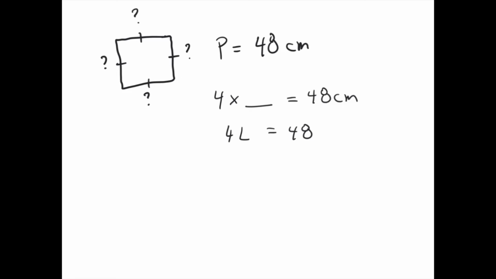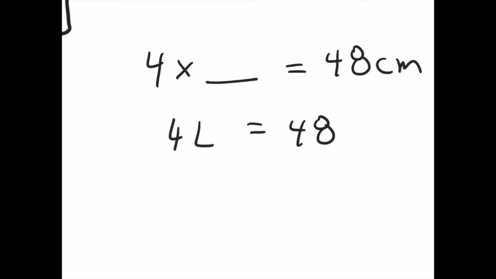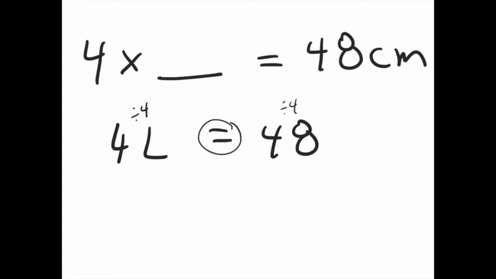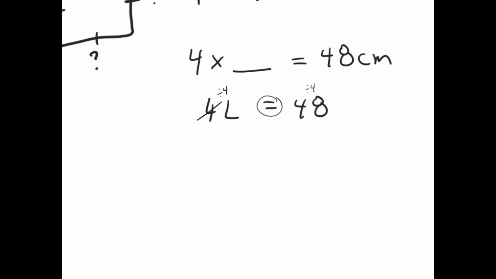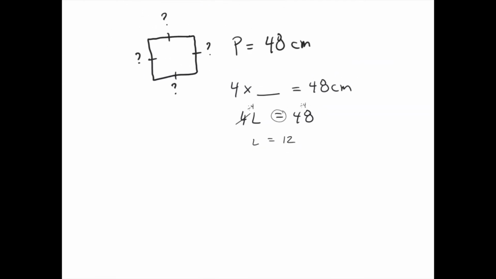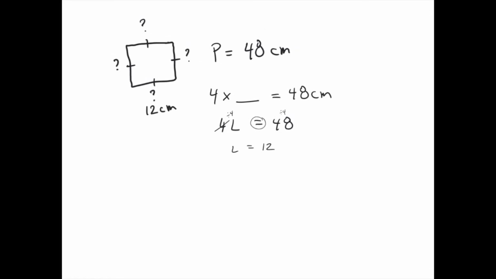And just like before, we know that if we want to find out what the variable is, we can undo what's being done to the variable. In this case, the variable L is being multiplied by 4. So to undo that, we do the opposite operation. We can divide by 4, but since it's an equation, we have to do the same thing on both sides. So we can divide by 4 here. And when we do that, we get rid of the 4, and we get L equals 12, or the side length equals 12 centimeters. So this is simply saying that if we have the perimeter and we don't have the side lengths, we can divide the perimeter by the number of sides, right?